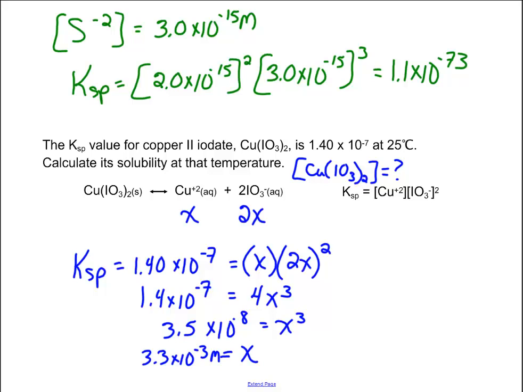It's a concentration, so it's a molarity. A concentration of what? Well, x was the molarity of copper ions, so that's the concentration of copper 2 ions. For copper iodate, I have 1 mole of copper for every 1 mole of copper iodate, so this is also going to be the solubility of my copper 2 iodate compound. So I can go from solubility to Ksp, and I can go from Ksp to solubility.